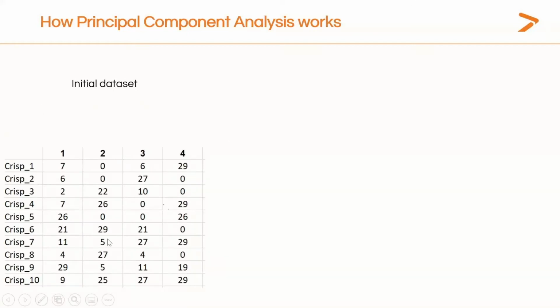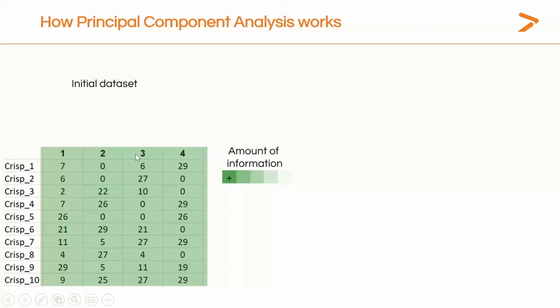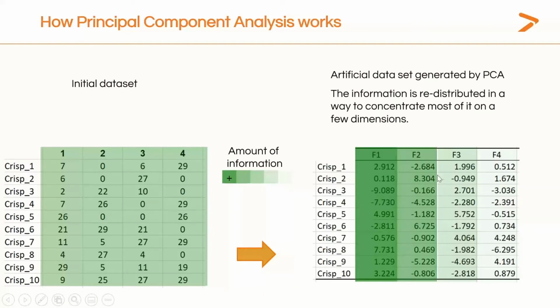Anyway, let me tell you very quickly how a PCA works in a very conceptual way. So you have one initial data set. Here I've only shown the first 4 columns with the corresponding rows. In this initial data set, there is information hidden everywhere, but it's homogeneously spread all around the data set. I have no reason to think there's more information in this area than in this area. So my goal is to have a vision of a maximum amount of information. PCA will build an artificial data set in which the information is redistributed in a way to concentrate most of it in a few dimensions or in a few columns.